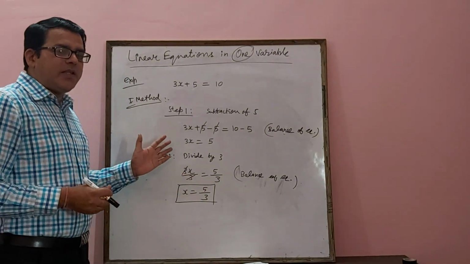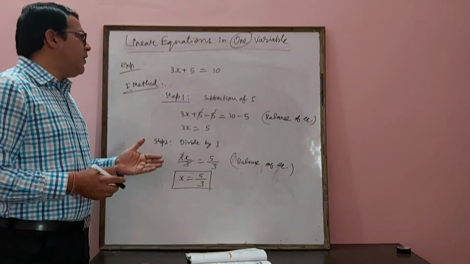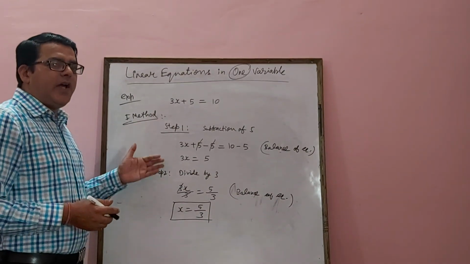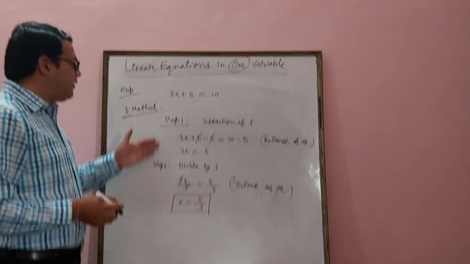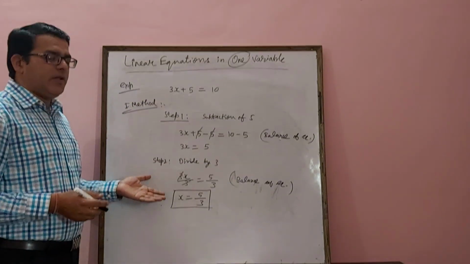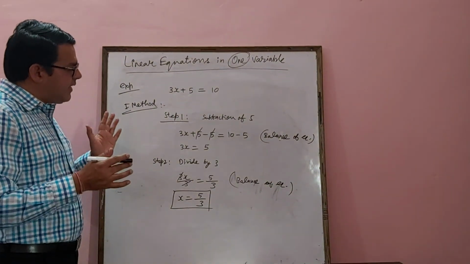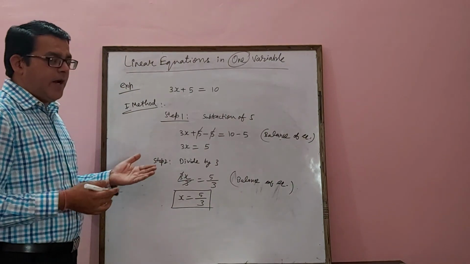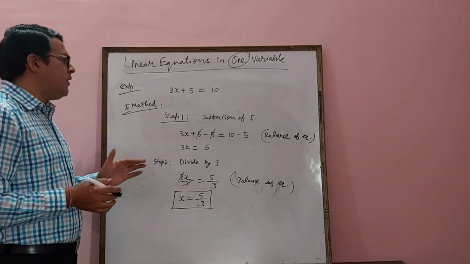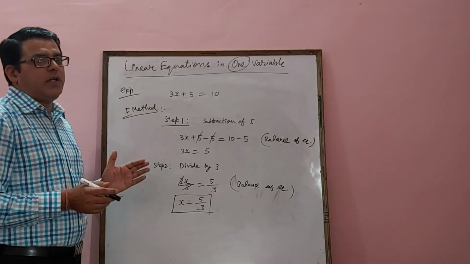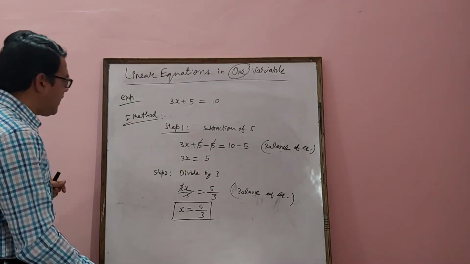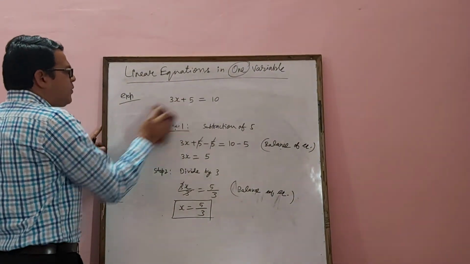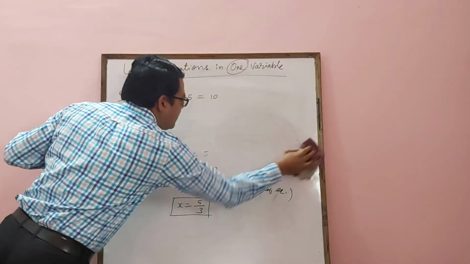So this is the first method of how we can solve any equation, how we can find the value of a variable. This is called the balancing of equation method. We are balancing each and every step while subtracting or dividing. We are dividing both sides and we are subtracting on both sides also. This is the first method. Now the second method is, now I am solving the same question with the second method also.